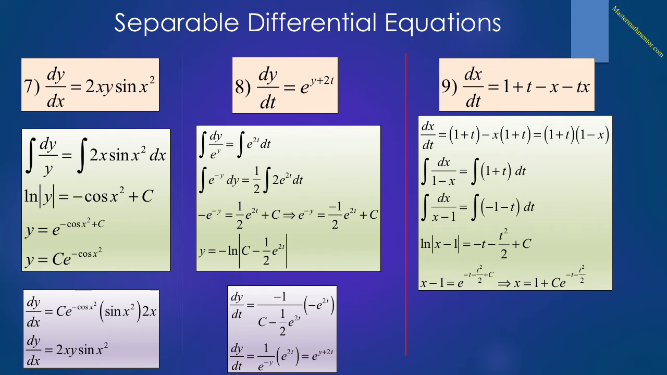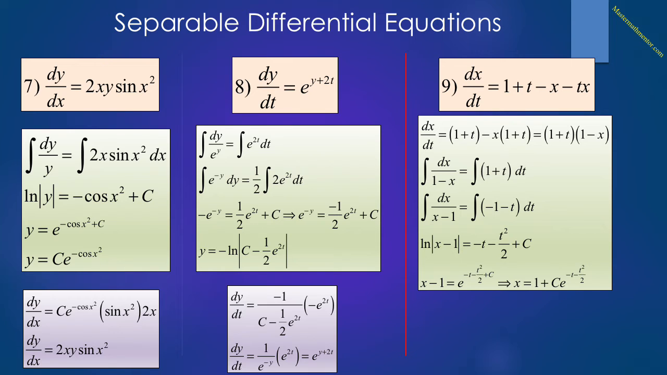Number 9 reads, dx/dt is equal to 1 plus t minus x minus tx. This is a differential equation, and we need to solve for x in terms of t. At first glance, this does not appear that it can be separated, but we can do some factoring on the right side and write this as dx/dt is equal to the quantity 1 plus t minus x times the quantity 1 plus t. And that will give 1 plus t times the quantity 1 minus x.